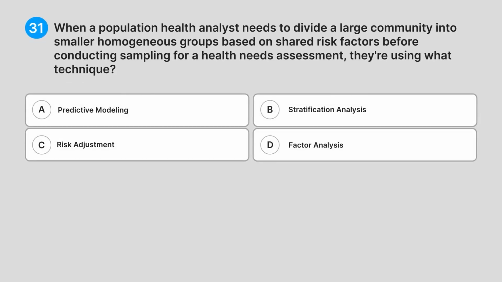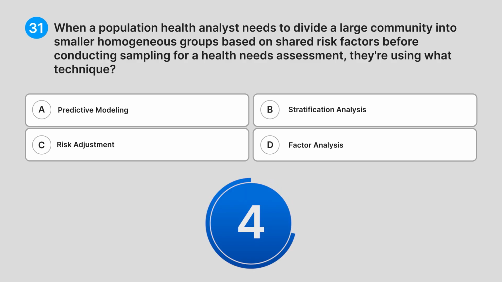31. When a population health analyst needs to divide a large community into smaller homogeneous groups based on shared risk factors before conducting sampling for a health needs assessment, they're using what technique? A. Predictive modelling. B. Stratification analysis. C. Risk adjustment. D. Factor analysis. Can you guess the answer?